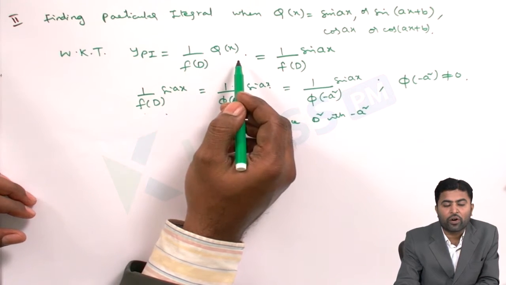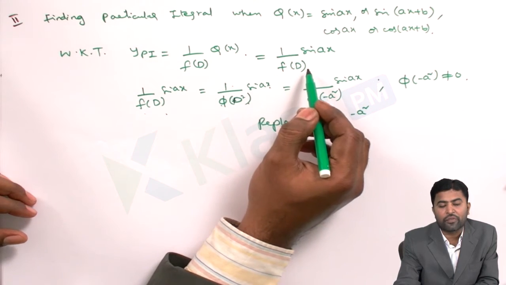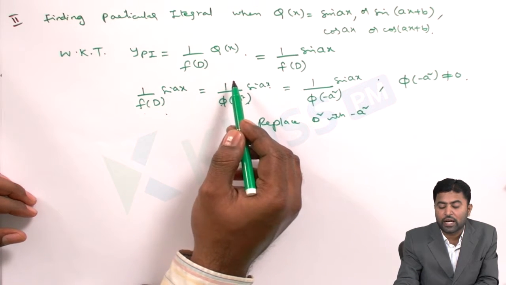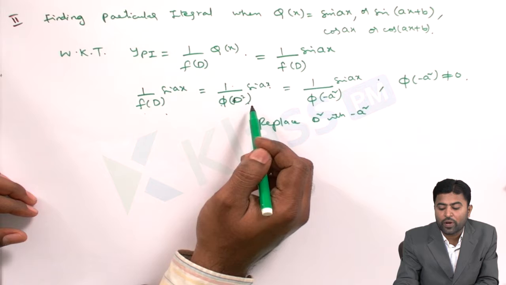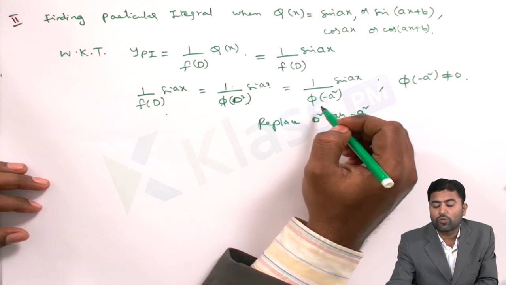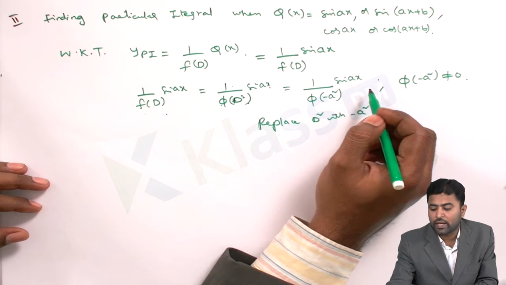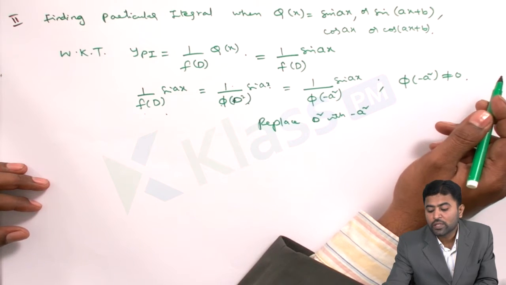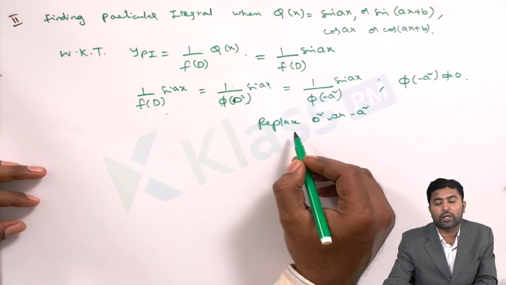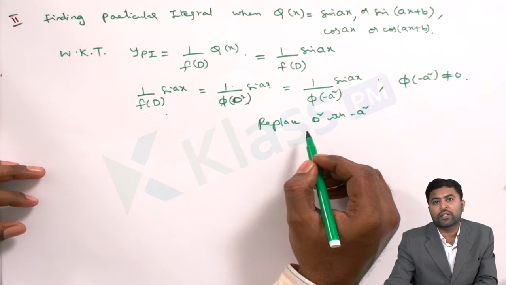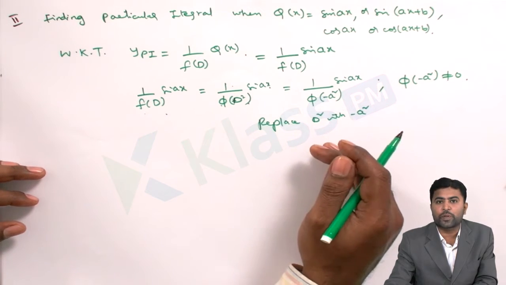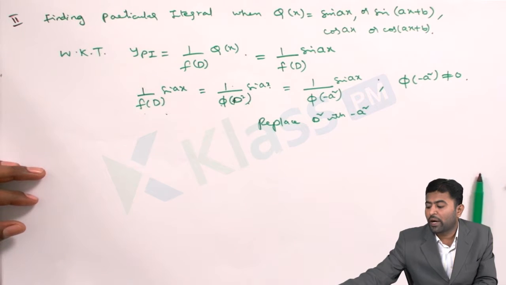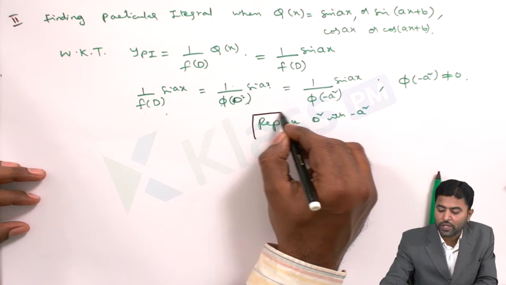y_PI is equal to 1 by f of D Q of x, and we wrote that as 1 by f of D sin ax. We can write it as 1 by function of D square sin ax, which is equal to 1 by phi of minus a square sin ax, where phi of minus a square should not be equal to 0. So in short, whenever you are given sin ax, cos ax, sin of (ax plus b), cos of (ax plus b), you have to just replace D square with minus a square.